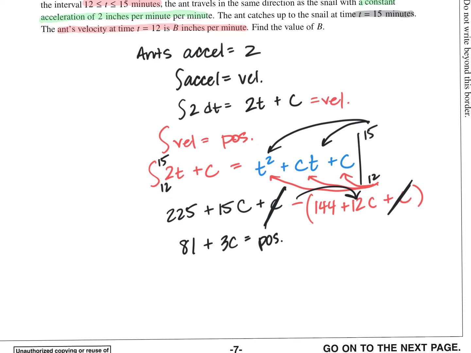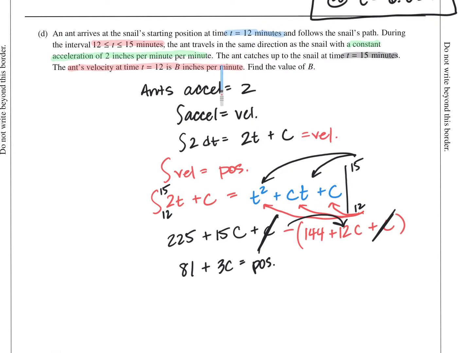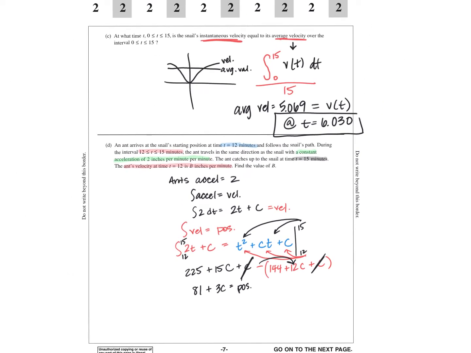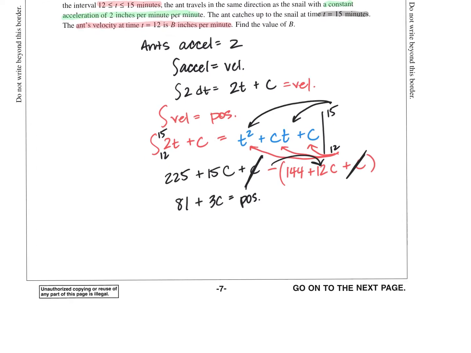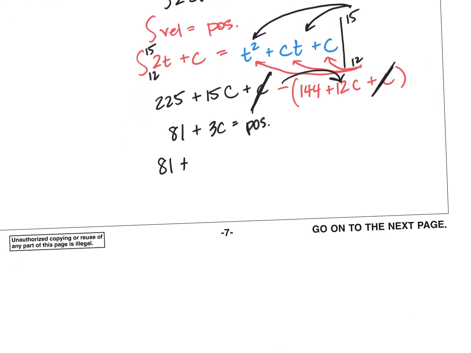So, from 12 to 15, Mylanta. Now it says the ant, this is all about my ant. This is my ant's position. The ant's velocity at time t equals 12 is b inches per minute. And again, he caught up to my snail. Have we found out in any problem how far my snail went? From part B, we found out that my snail went 76.043 inches. And we're saying that my ant caught up to it. So we've got to go solve for c. When did that ant catch up? When did his position equal 76.043? So go solve for c using your graphing calculator.